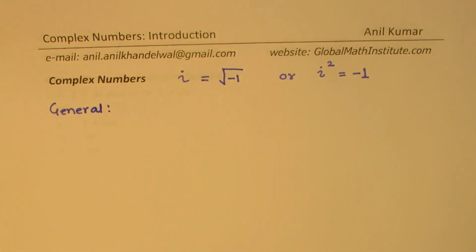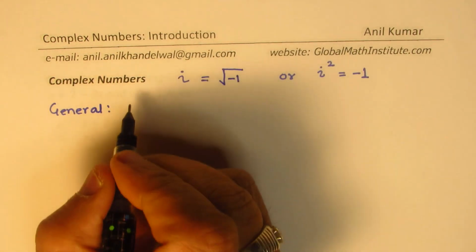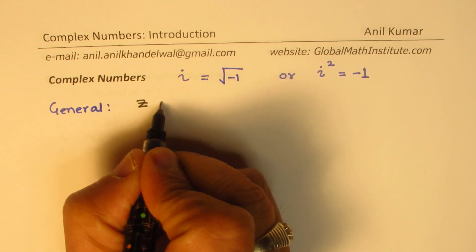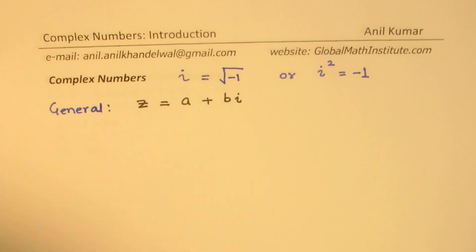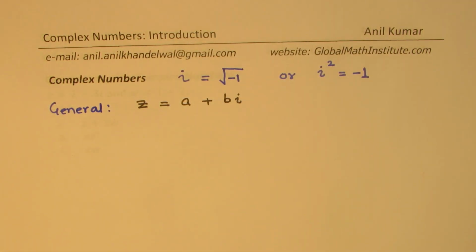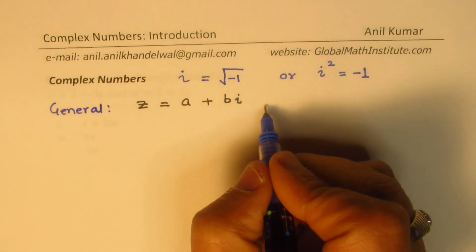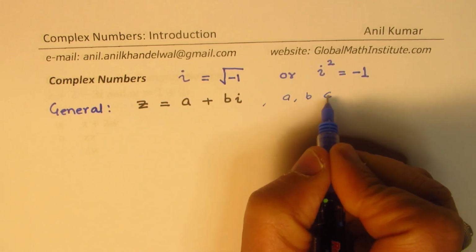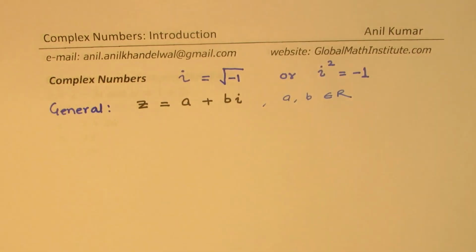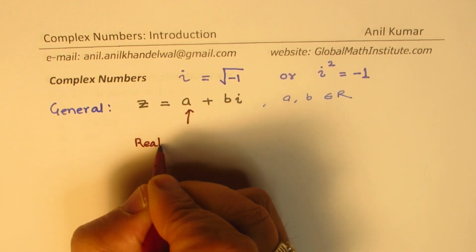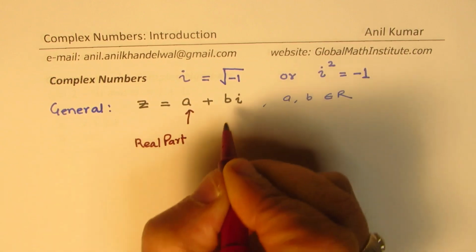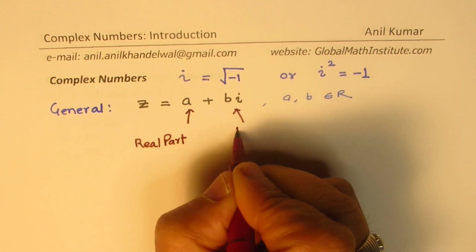So generally, we express complex numbers with letters like z, and we'll write them as z equals a plus bi. Now whenever you write in this form, you should remember that both a and b belong to the set of real numbers, right? And we name this as the real part of the complex number, and this is the imaginary part.